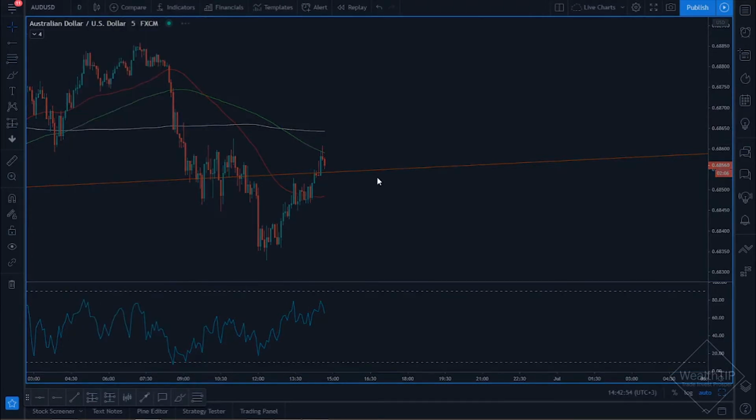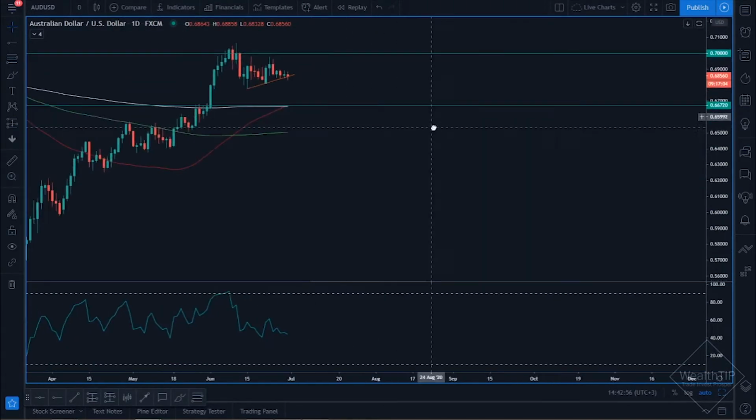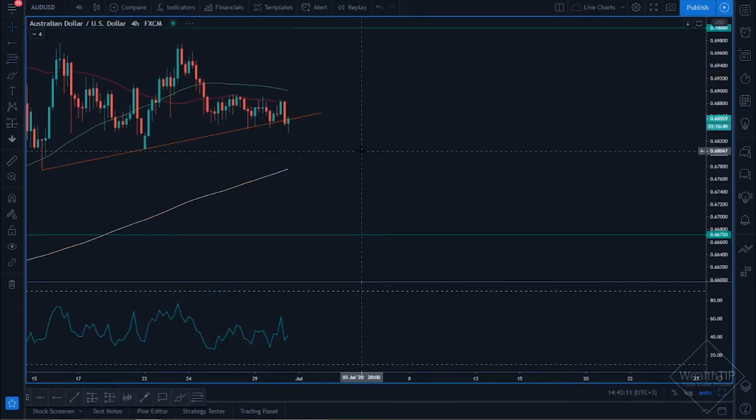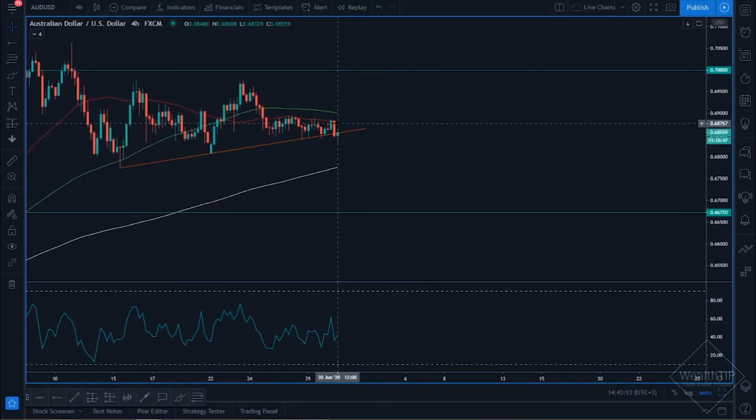If we were to go all the way out into the daily, we can see that price has been flirting with this upward sloping trend line for the longest time now. I've been waiting for price to break through this upward sloping trend line to run it all the way down to 66.70. On that basis, the market broke and ran a little bit below this particular upward sloping trend line.